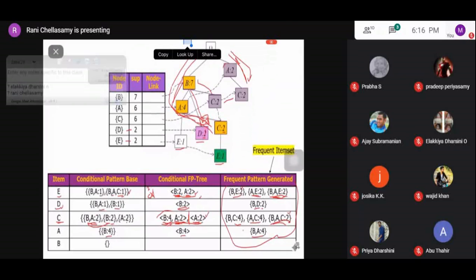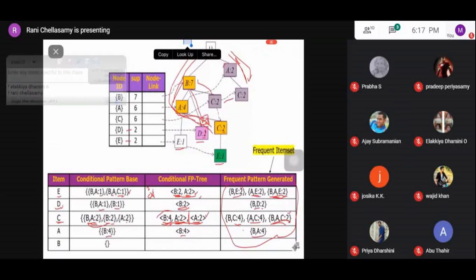Now what are the items left out here? C. C, the count is 1, which is below the minimum support count value 2. So we have to omit that. The problem given is we have to check with the minimum support threshold value 2. So if it is less than that, you have to omit that particular item. So you will be left with B and A with the support count value 2.